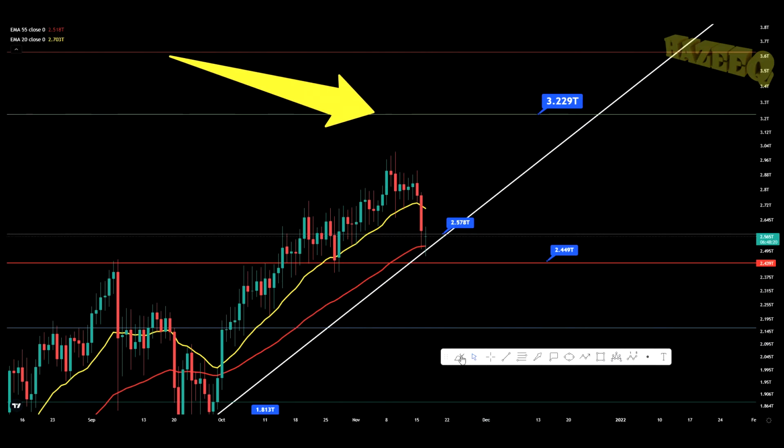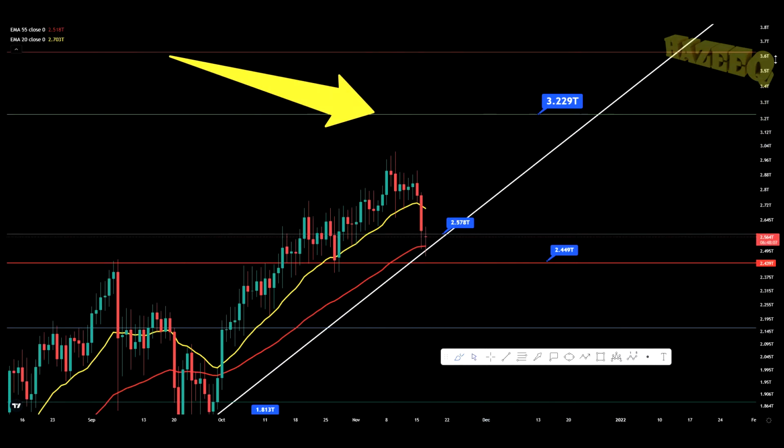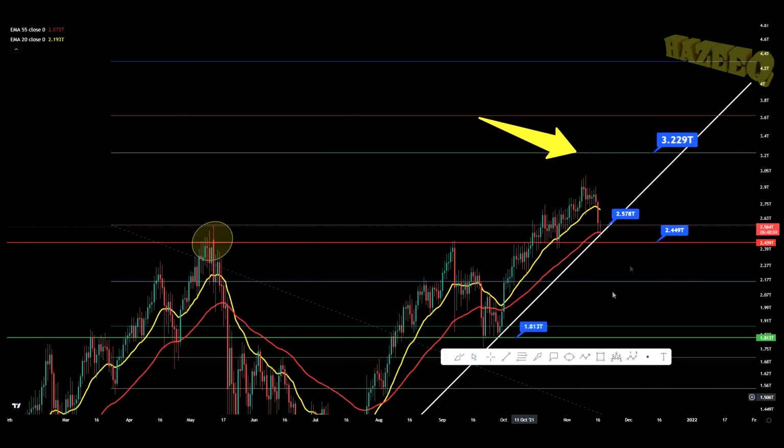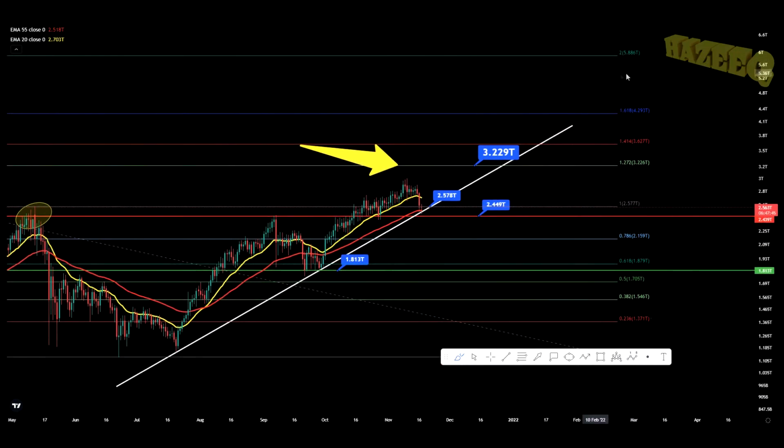So hopefully we can keep this trend line as support and start climbing back up, let the EMAs catch up, and we will be on our way all the way to the 1.272 at $3.2 trillion. And I think that would be very good for the entire crypto market. And I think once we start getting to the 1.272, that's when we start really going parabolic, and that's when we're going to smash through the 1.414, smash through the 1.618, which is sitting at $4.29 trillion. And I think our final stop is going to be over here at $5.8 trillion.